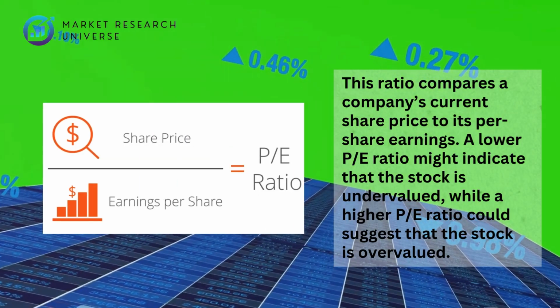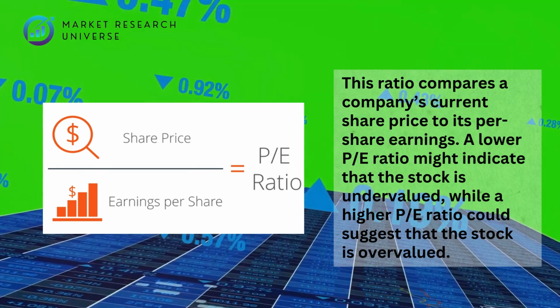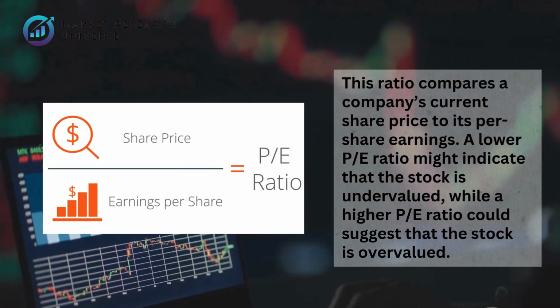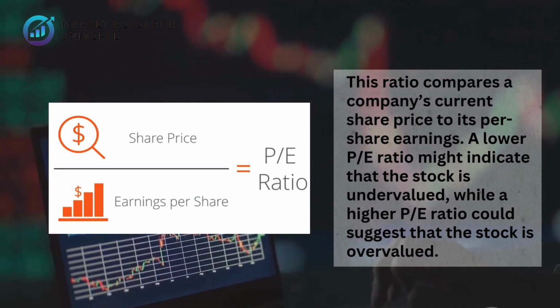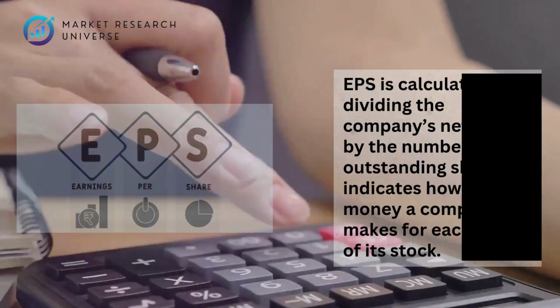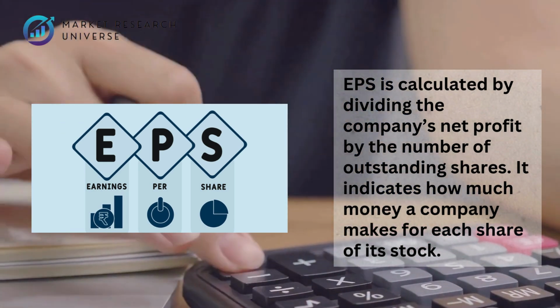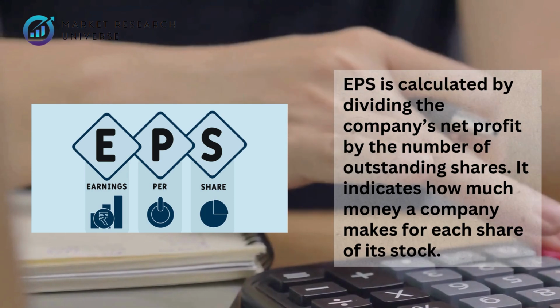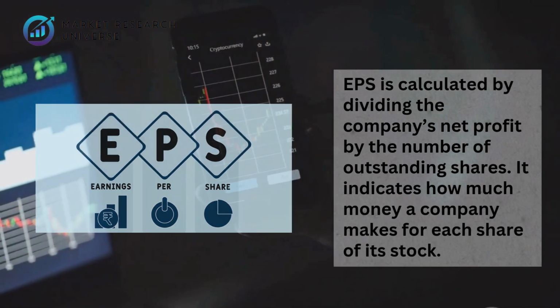Price-to-earnings (PE) ratio. This ratio compares a company's current share price to its per-share earnings. A lower PE ratio might indicate that the stock is undervalued, while a higher PE ratio could suggest that the stock is overvalued. Earnings per share (EPS). EPS is calculated by dividing the company's net profit by the number of outstanding shares. It indicates how much money a company makes for each share of its stock.